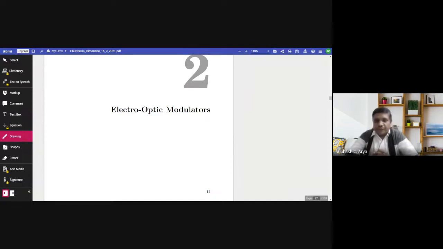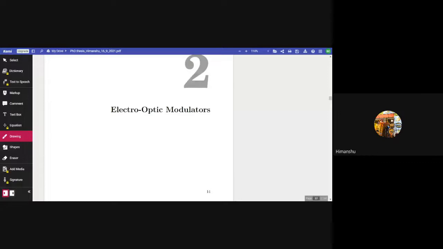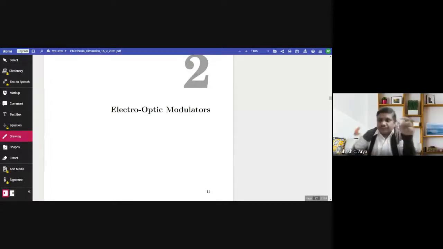So in continuation of yesterday's first session on reading the PhD thesis submitted by Himanshu Ranjan Das on design of directional coupling based silicon optical modulator, today we will study chapter 2.